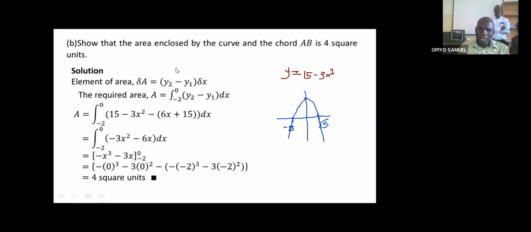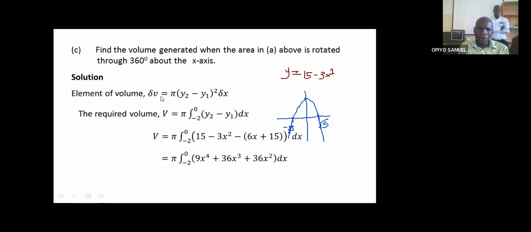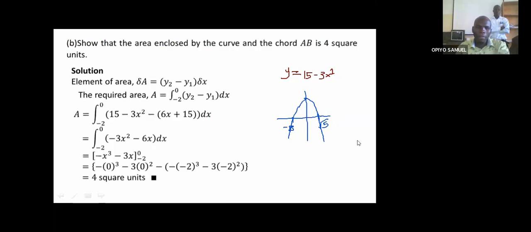Then we want to get the gradient. Okay, we have already determined the chord. Remember the chord. The chord is passing through negative 2, 3, and 0, 15, which means the chord is going to run from here to that point. The chord is running from here to that point, and the required area is this small part here.